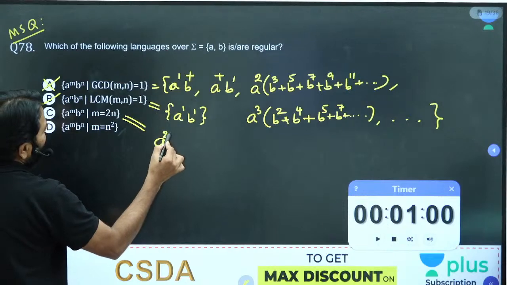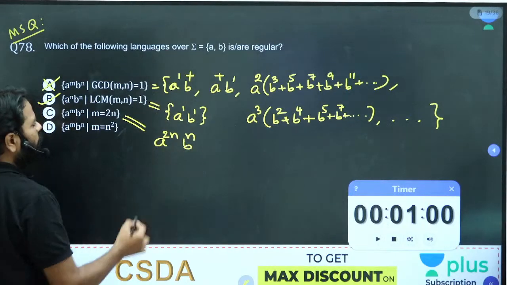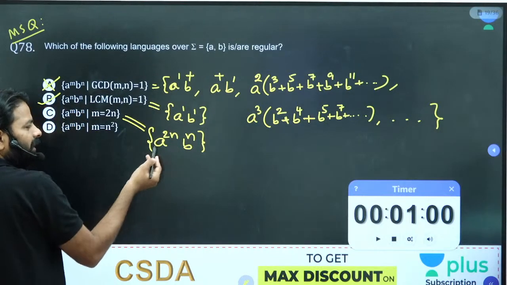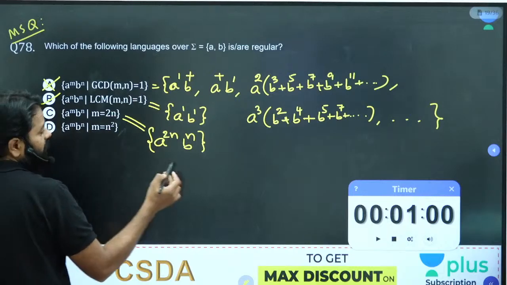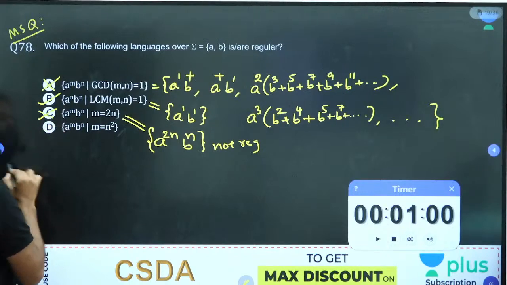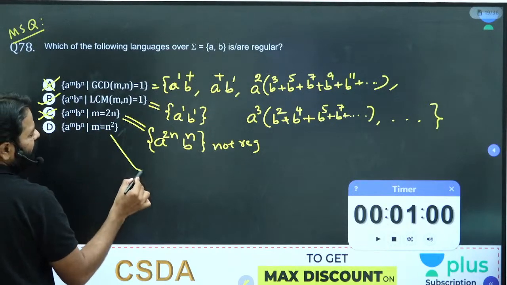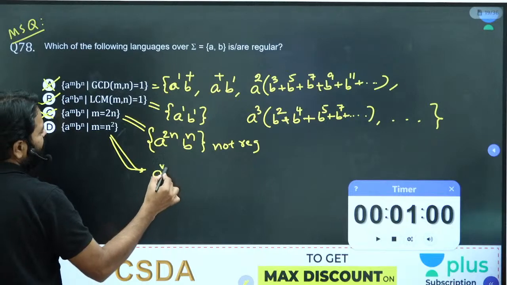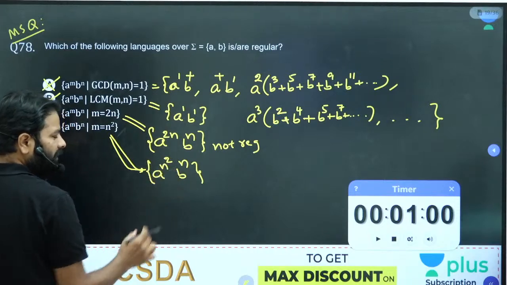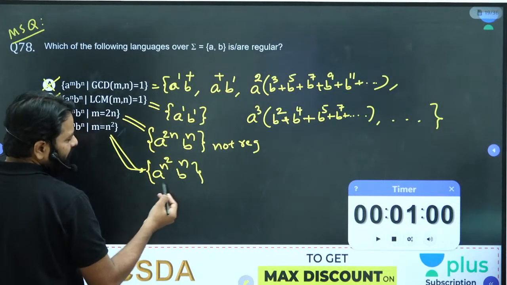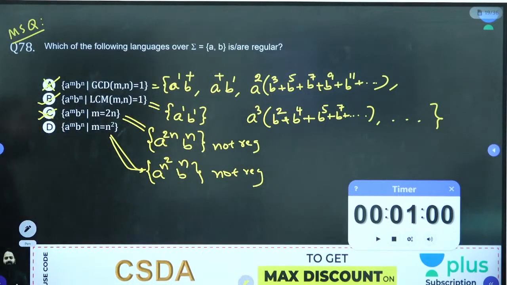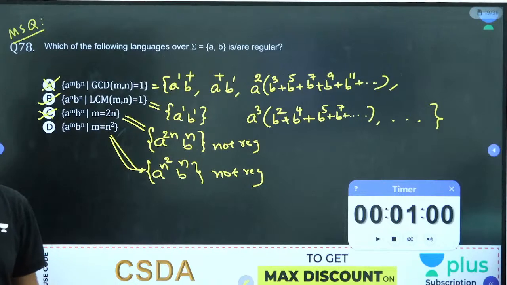And option C is A power 2n, B power n. Oh, this is not regular because there is a dependency. For every B power, there is a restricted A power. So definitely it's not regular. C is wrong. And D is A power n square, B power n. And this is also not regular because n square you cannot compute with the states, and there is a dependency also between A's and B's. Only one answer. Even in MSQ, one answer is possible. That's option B. Second option only correct.